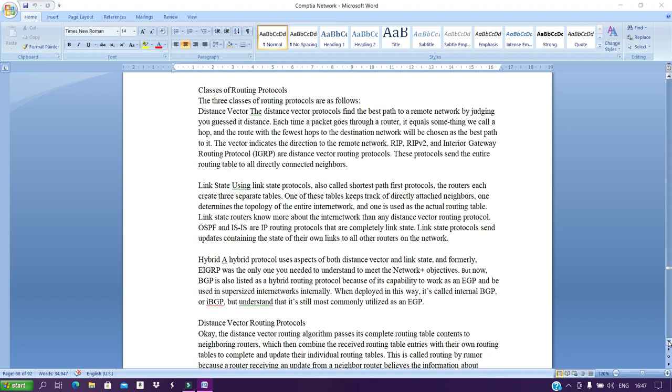The vector indicates the direction to the remote network. Routing Information Protocol version 2 and Interior Gateway Routing Protocol (IGRP) are distance vector routing protocols. These protocols send the entire routing table to all directly connected neighbors.